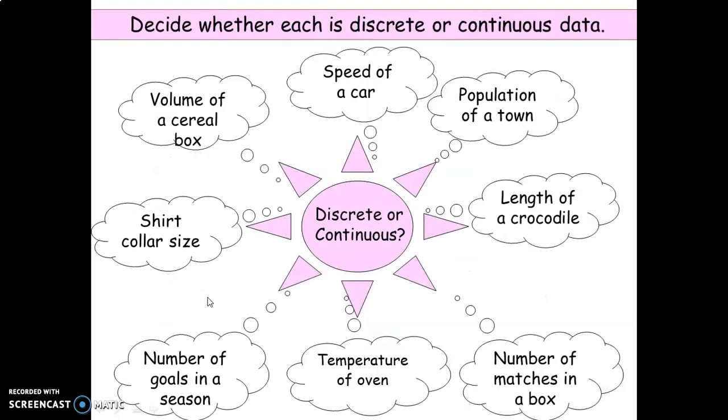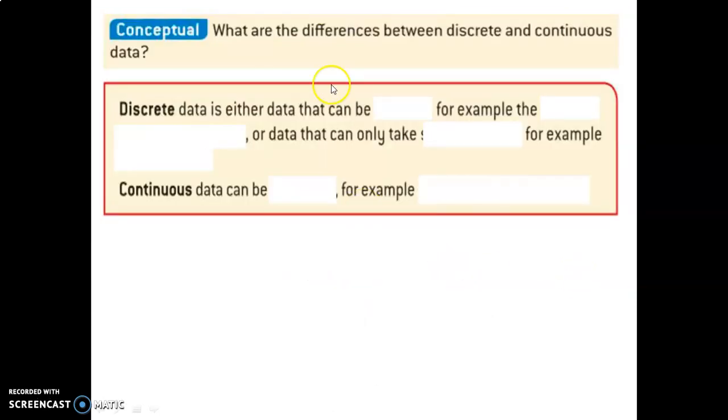So on this one here, I want you to decide on all of these which are discrete and which are continuous. Try it now. All right, hope you did okay with that. Let's recap some things again here. So we have discrete and continuous data.